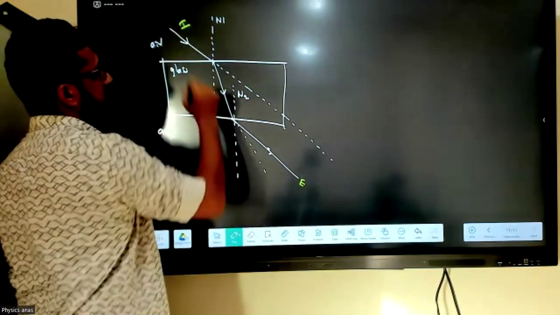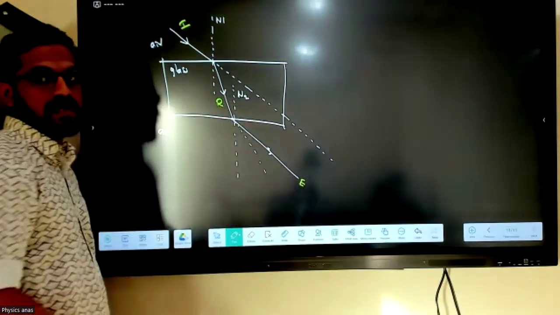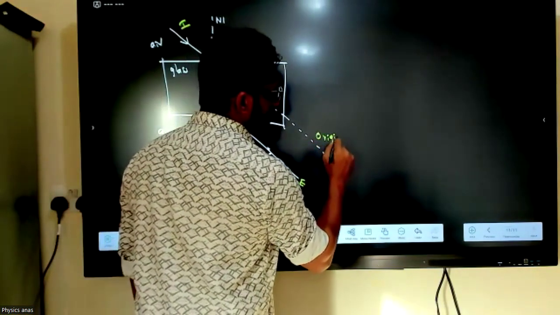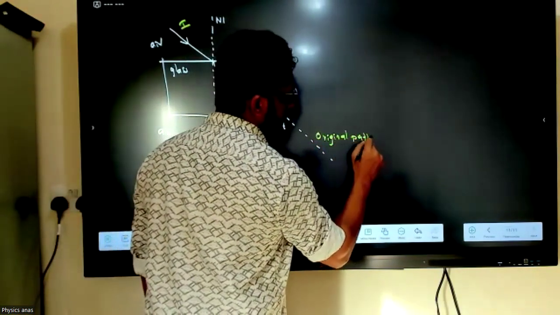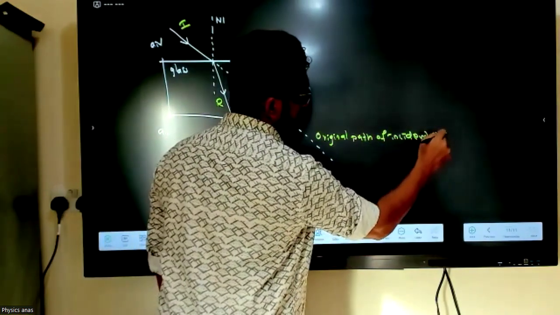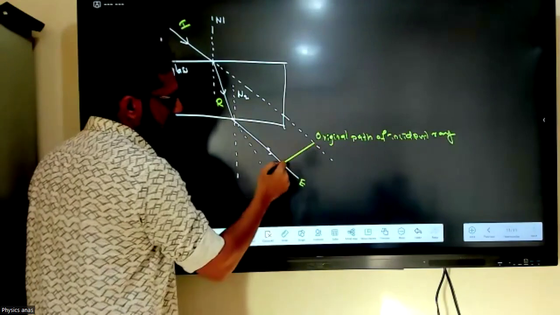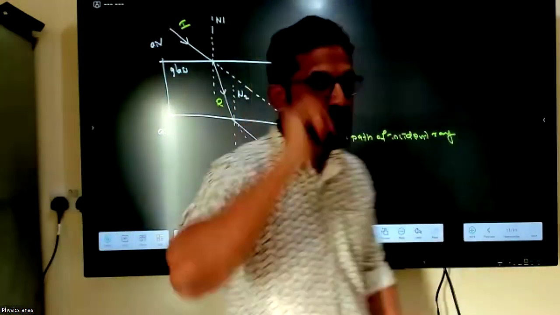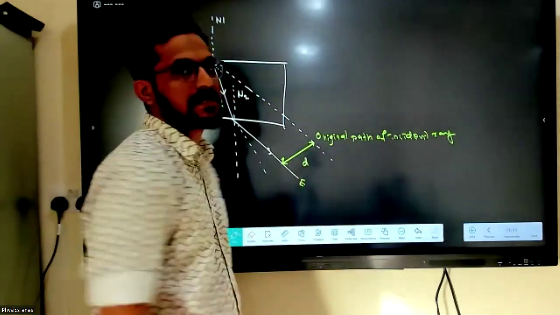This is the incident ray. This is the refracted ray. This is the emergent ray. And what is this? This is the original path of the incident ray. And they have a perpendicular distance. That perpendicular distance is called lateral displacement.